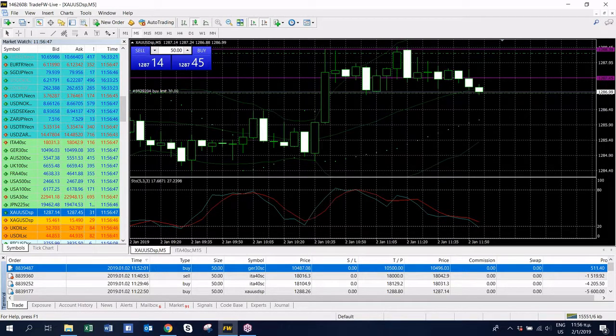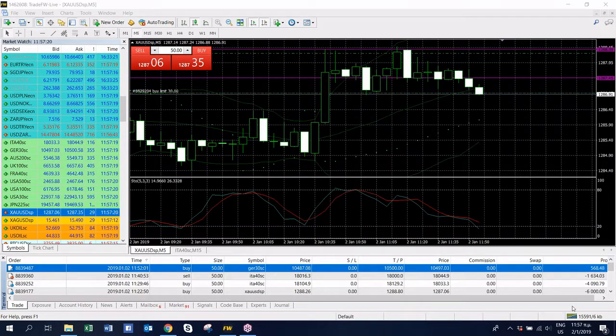At 1,287, we have our buy limit. So on gold, the buy limit is at 1,287. Sharp on 87 is our buy limit, and we will increase our exposure by an extra 30 lots. It's still a bit to go.